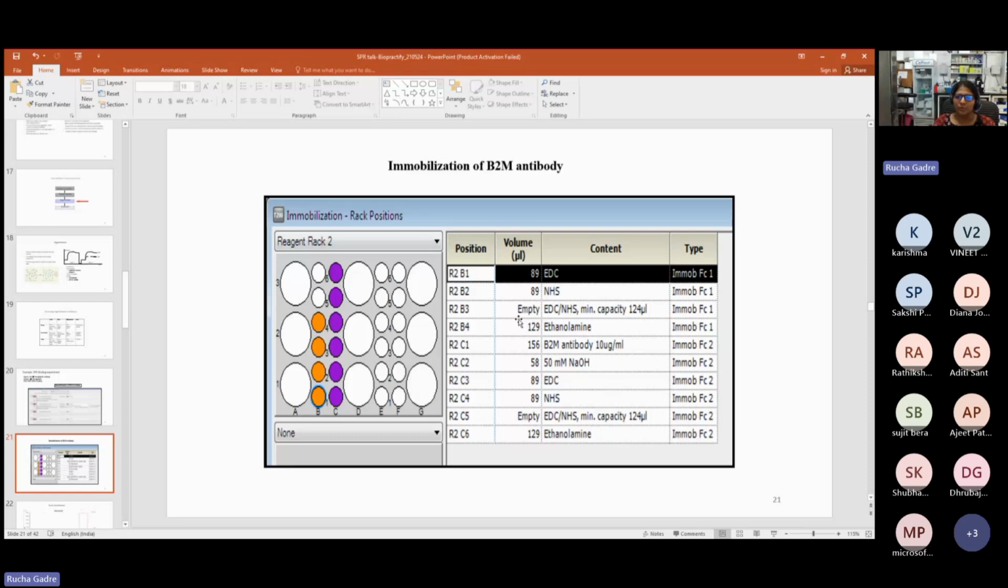And in flow cell 2, we activate the carboxymethyl group, and we do the amine coupling. The amine group of our protein will bind to the carboxymethyl group, and it will attach covalently to flow cell 2.